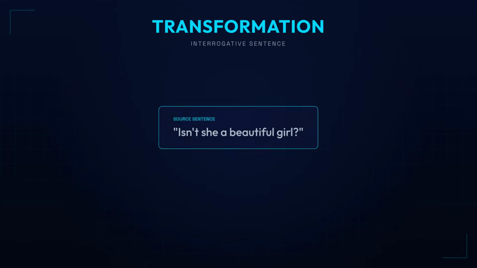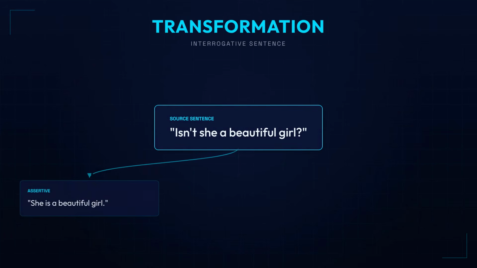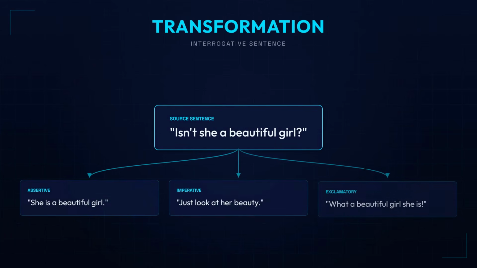Example 1. Interrogative. Isn't she a beautiful girl? Assertive. She is a beautiful girl. Imperative. Just look at her beauty. Exclamatory. What a beautiful girl she is.